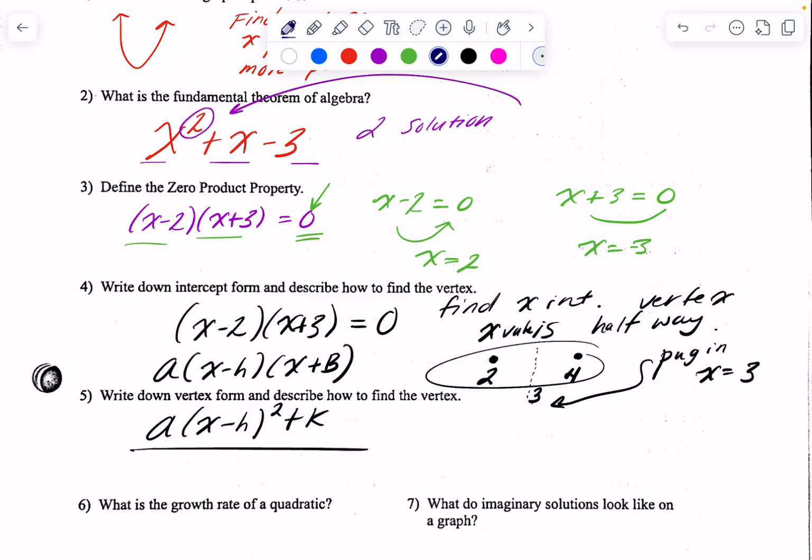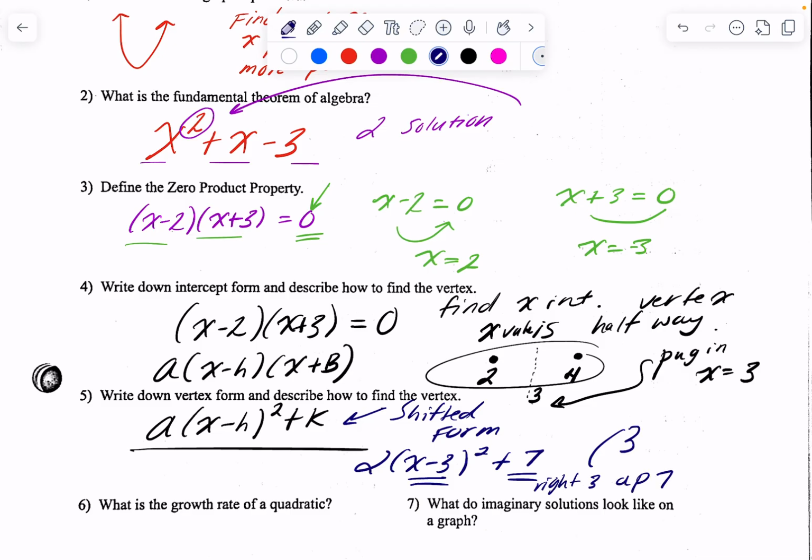Well, vertex form is shifted form. So we just state the shift. For example, 2(x minus 3) squared plus 7. Right 3, up 7 would put our vertex at 3, 7. That is shifted form. It's also known as vertex form because the vertex is very easy to find.